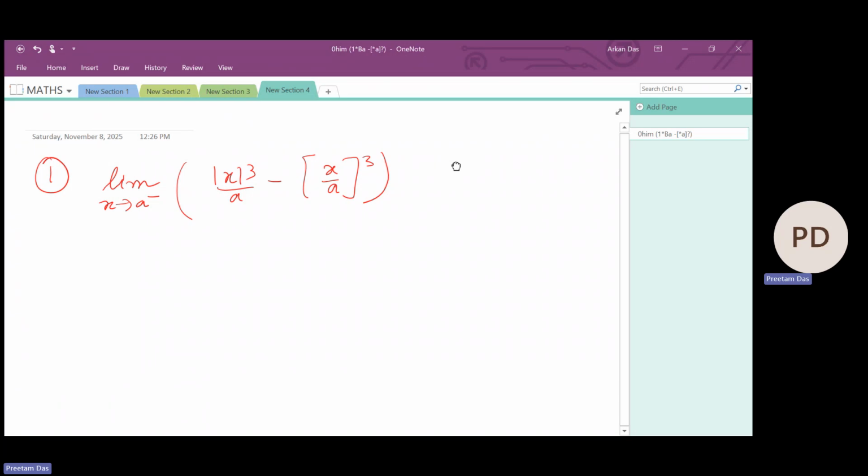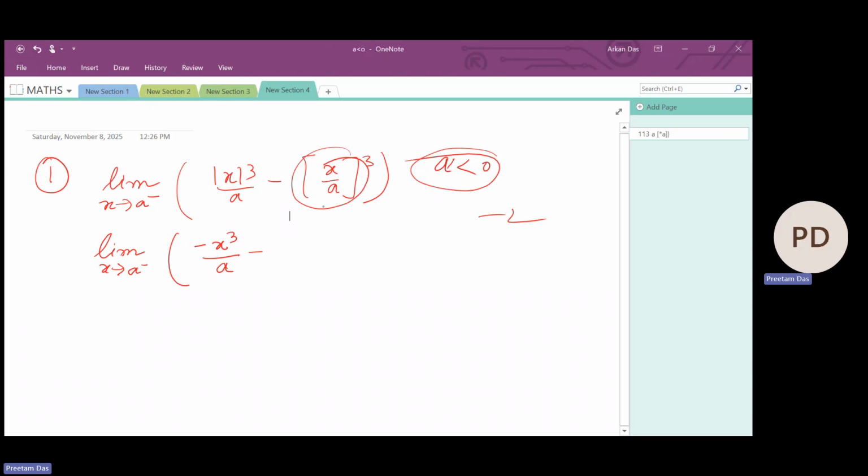So a in the question is given to be less than 0. So in your exam, you can always assume this as a number in your head. Let's say it is -2. So since the number is negative and you are approaching it from the negative side, so the number x is still negative. So mod x will be -x. So this will be -x cube over a. And what will be this quantity?